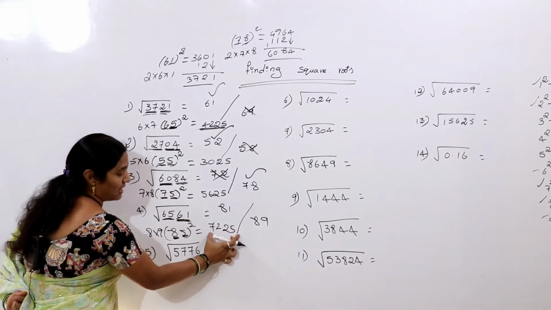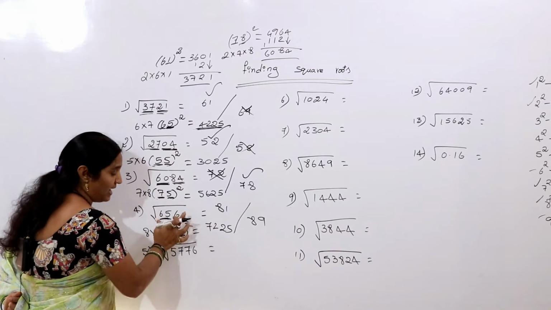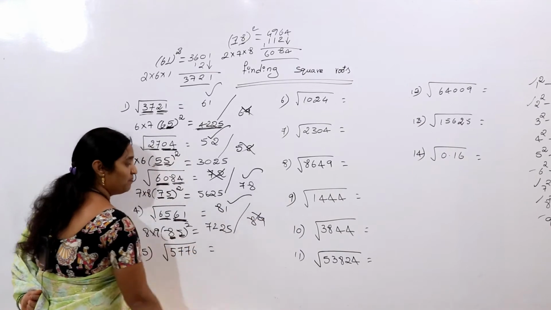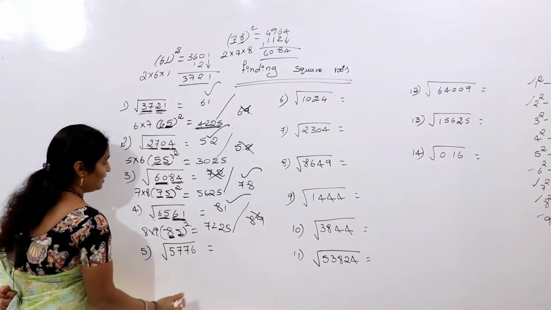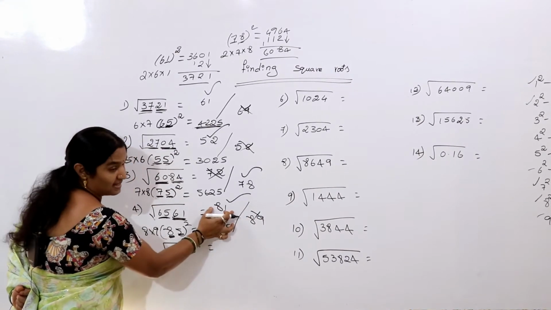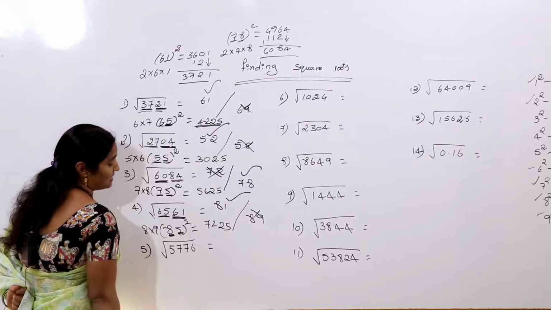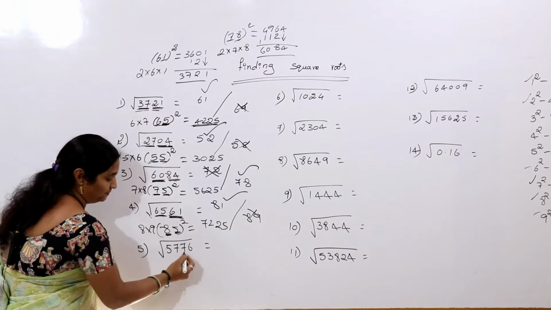When compared to this number, this is less. Hence we have to take less than 85. Less than 85 means 81. This is greater than 85. This is less than 85. So less than 85 we have to take means 81 square is 6561.